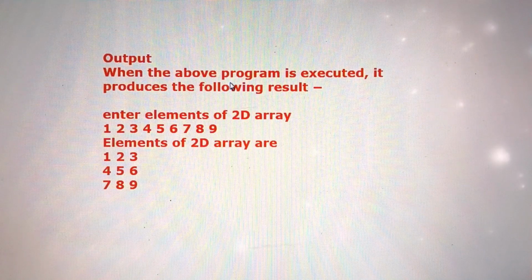Then what is the output of that same program? This is the output. We store the elements 1, 2, 3 to 9. Then print them in matrix form. Like a matrix format we get the output. Okay, finished.